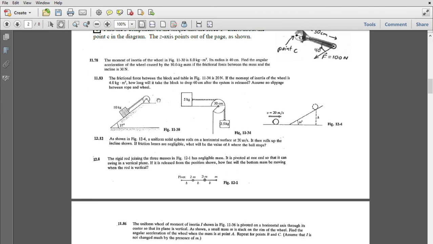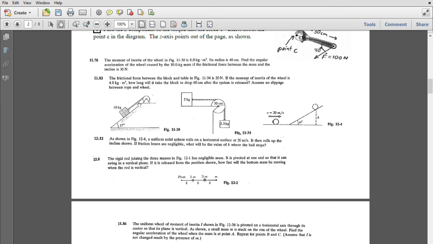We're given its radius, 0.4 meters. Find the angular acceleration of the wheel caused by the 10 kilogram mass if there's a frictional force between the 10 kilogram mass and the incline. So that means this thing's going to start falling down, and we want to know the angular acceleration of the wheel as this thing slides down and starts spinning the wheel.